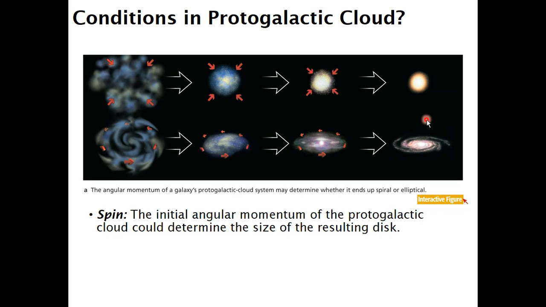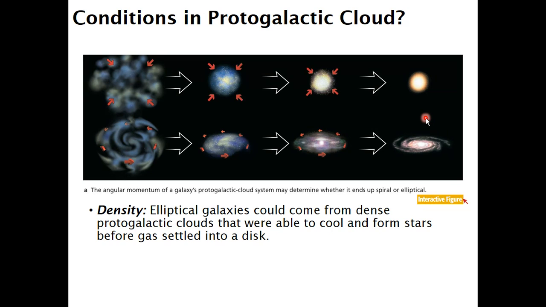Maybe these clouds aren't rotating around the point they collapse around. Possibly the elliptical galaxies are denser clouds. If they're denser clouds, they form stars earlier, and so the stars form in a nice ball before the remaining material can form a disk, and so you're left with just a ball of stars. Whereas less dense clouds don't form stars as quickly, so they can get into a nice flat disk.